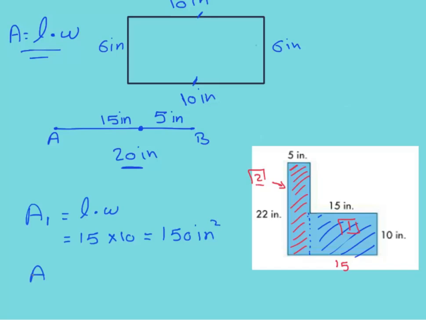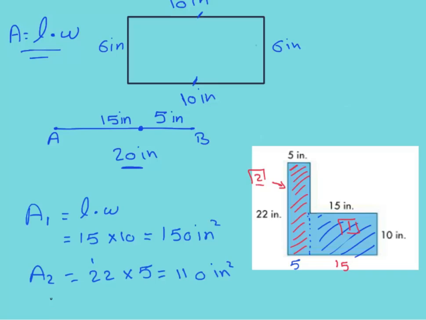What about figure number 2? This is a rectangle. We said this is 5, this must be 5 also. Now I need length and width. The length here is 22, multiplied by 5, equals 22 multiplied by 5. The answer: 5 multiplied by 2 is 10, write 0 and carry 1. 5 multiplied by 2 is 10, plus 1, 11. So 110 is the area of the second figure.